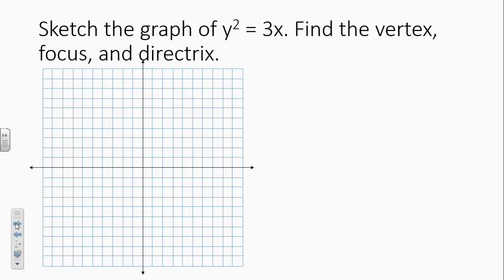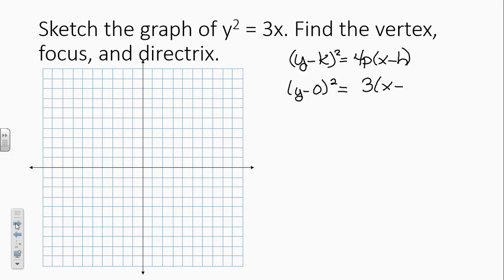First of all, which term is squared? The y. So we know it's opening horizontally. Let's think about what this would look like in the y minus k squared equals 4p times x minus h format. This is y minus what? 0. And I have 4p times x minus what? 0. So what's our vertex? 0, 0.